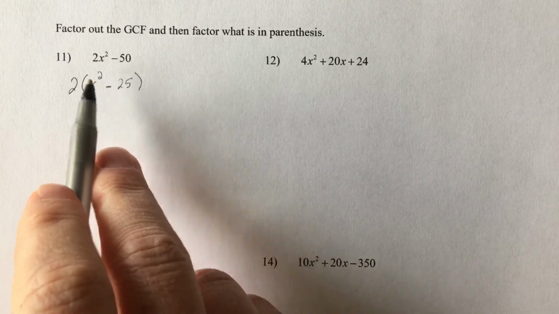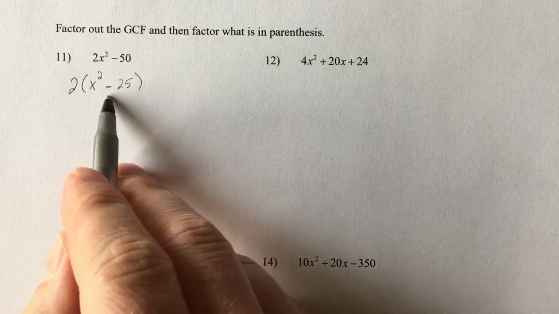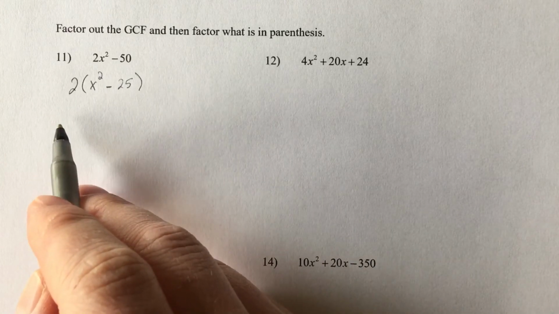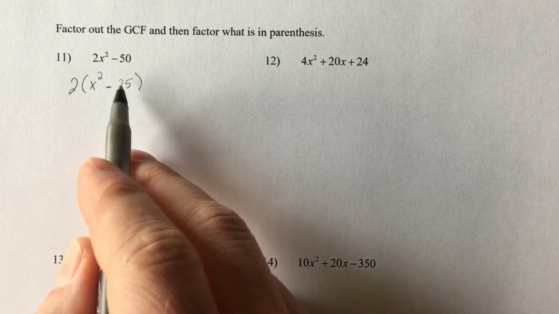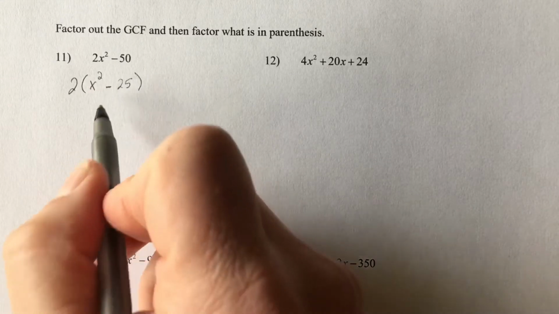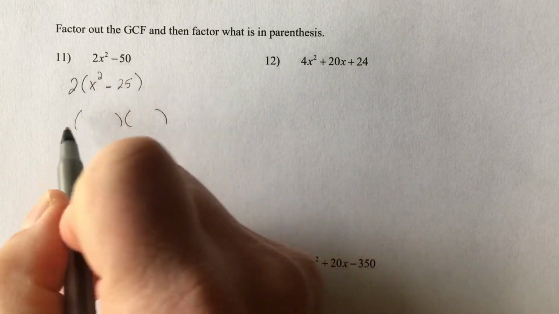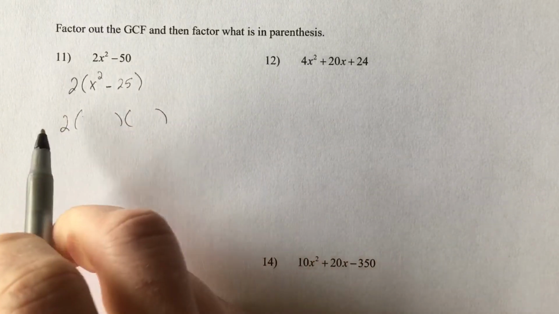But instead of stopping here like we did the other day, what we're going to do is look inside the parentheses and see if we can factor this like we were doing on the first part of this assignment. So here's 2 terms that are subtracting. So we can write this as 2 parentheses. This 2 is going to stay with us. It's just going to hang out for a little bit.